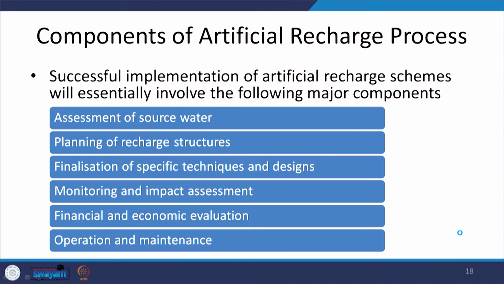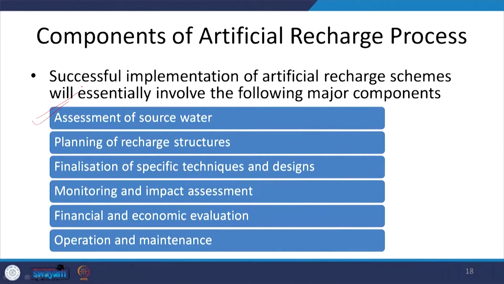So, if we look at the components of the artificial recharge process and how we do it in a stepwise manner, these are some of the steps. First of all, we have to assess the source of water. So, what is going to be the source? The rain may be there, but where is it running off to? Is there a natural slope, natural topography available? It may be rainwater or some other form of water which may be used as a source, but then what is the source of water?